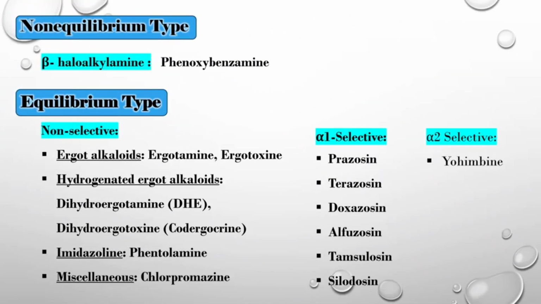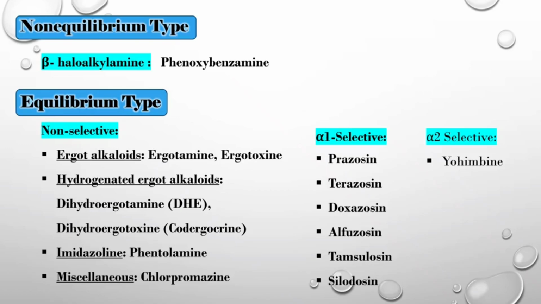Non-equilibrium type. In the non-equilibrium type, the main example is beta haloalkylamine, phenoxybenzamine. Equilibrium type, which is competitive antagonist. In the equilibrium type, we have non-selective blockers. Non-selective blockers, example ergot alkaloids, example drugs like ergotamine, etc. Hydrogenated ergot alkaloids, example DHE.